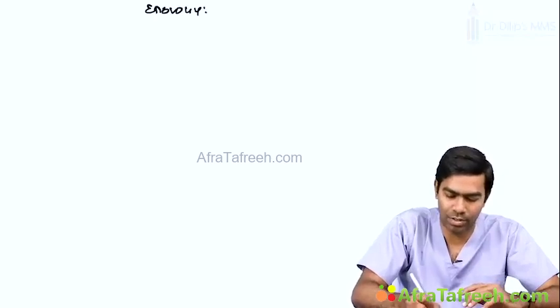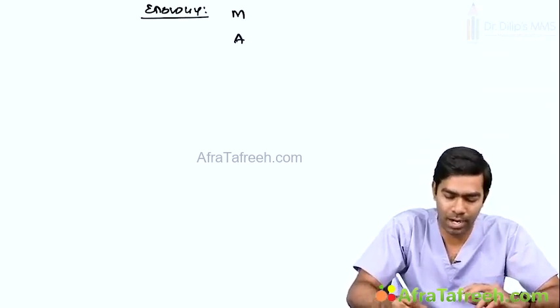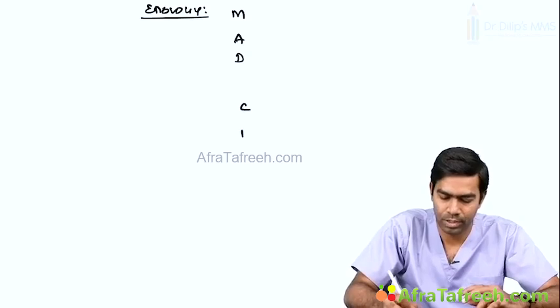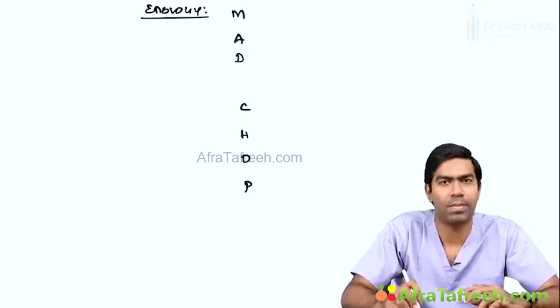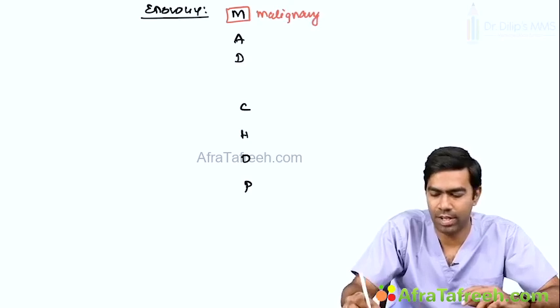So let us see the etiology now. What are the etiologies of SIADH? Usually I tend to give it by a mnemonic called MAD CHOP. That's the mnemonic. What do you mean by MAD CHOP? M stands for malignancy. M stands for malignancy, very, very important.